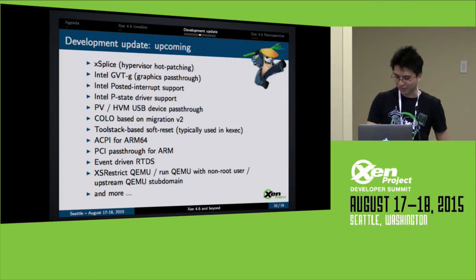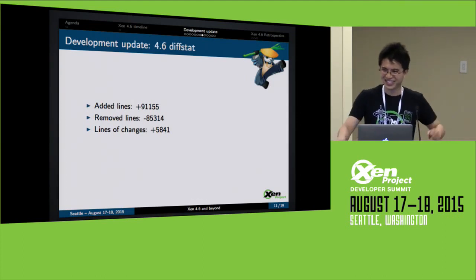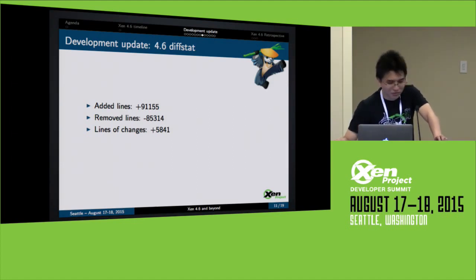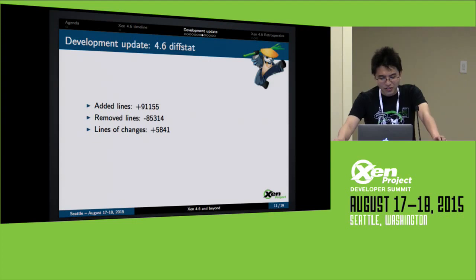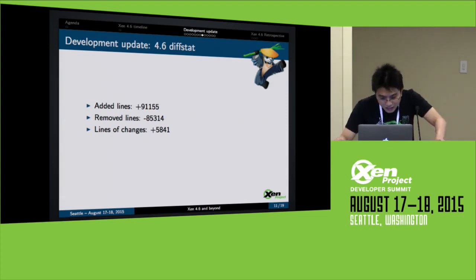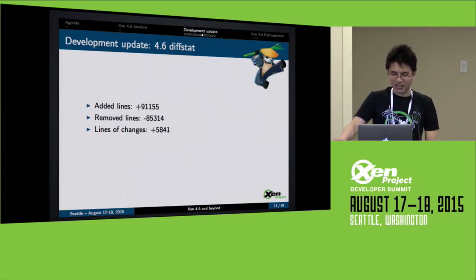Let me have a look at my time. I still have lots of time left. Right. So this is the diffstat for the 4.6 release. It's quite interesting because I did this just before we cut RC1. In this release, we added about 91,000 lines of code, and we deleted 85,000 lines of code. And in total, the net change is positive, around 6,000 lines of code.